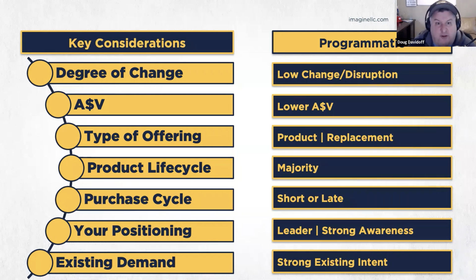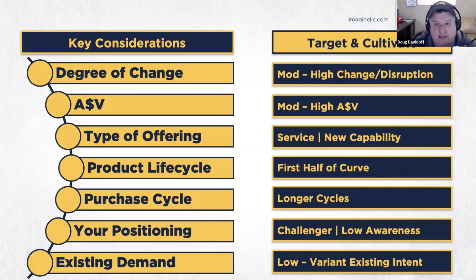What type of offering are you using? Where you are in the project life cycle, the product life cycle, what your purchase cycle looks like. Where's your positioning, right? Programmatic is good when you're the leader and there's strong awareness. If no one's heard of you, programmatic is going to be a hard game to win. And what level of existing demand is in the market, right? Programmatic is better when there's a strong level of existing demand.